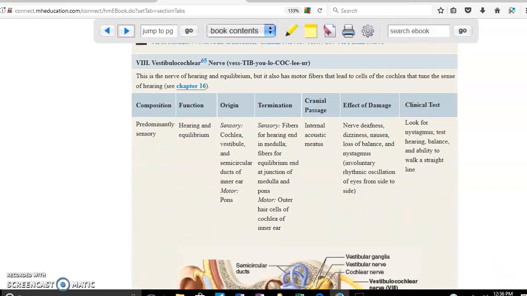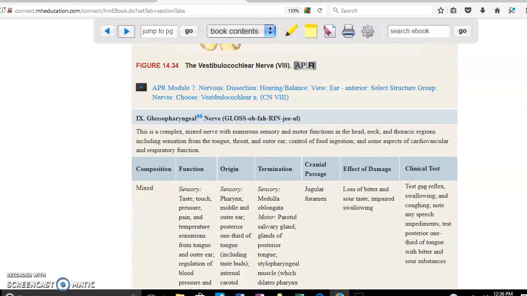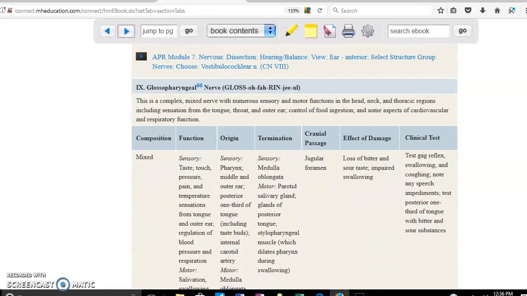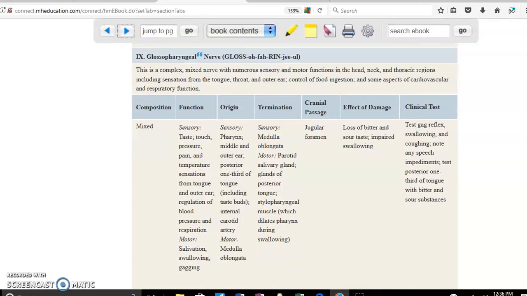Next one, vestibulocochlear. This one is in your ears. This one helps you with hearing and equilibrium, and it's mainly sensory. Okay, so the next one is going to be glossopharyngeal. Glosso means tongue. So this one helps you move your tongue, helps you taste, also helps you with salivation and gagging. So that's why it's called mixed.